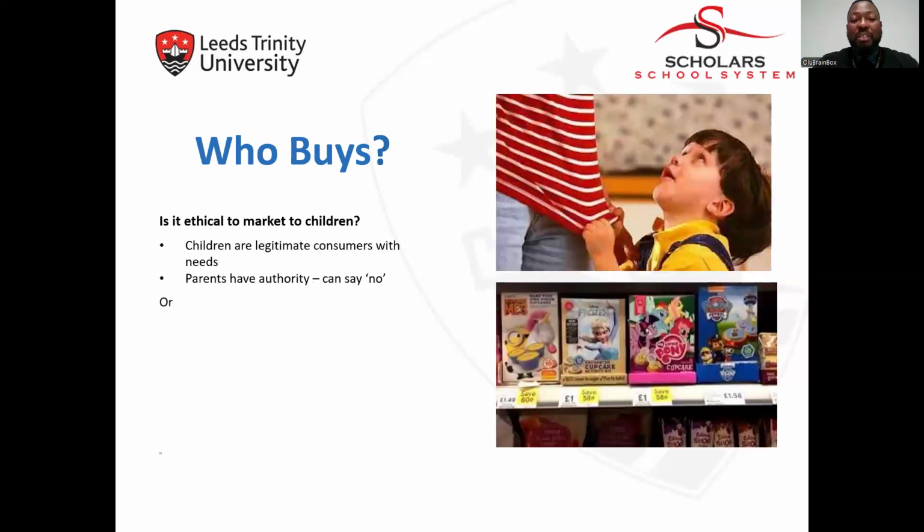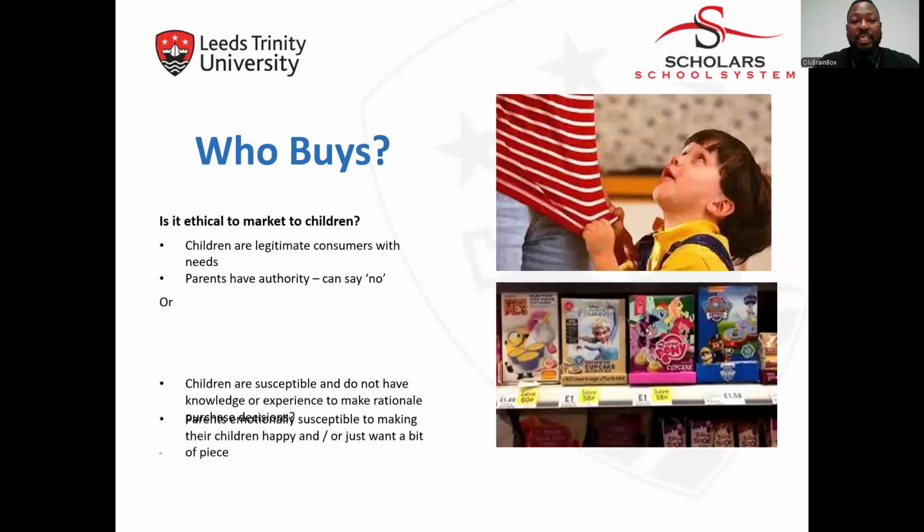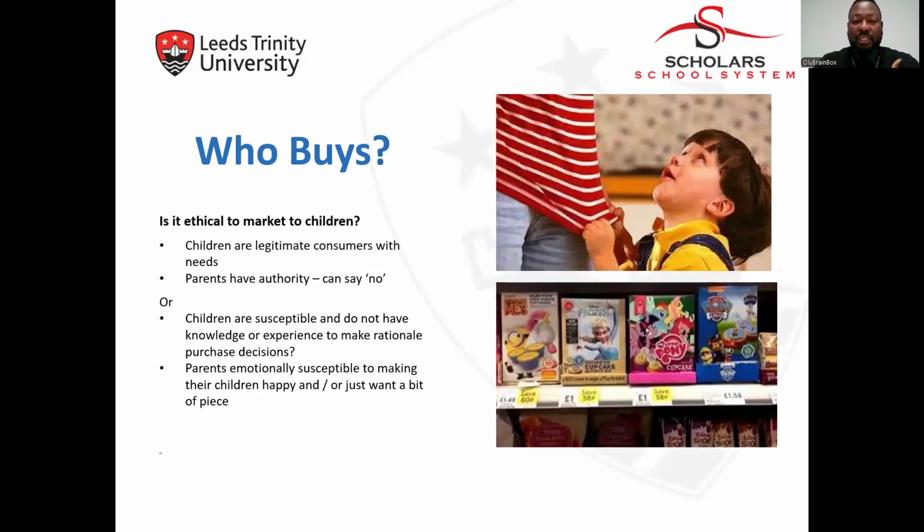So you can have an argument to say, is it ethical to market to children or not? There are two aspects of the argument. You can see that children are legitimate consumers with their own needs, and parents have the authority to say no. That's one aspect. Then there's another aspect that says children are susceptible and do not have the knowledge to make the right decisions. They do not have the experience to make rational purchase decisions. And parents are emotionally susceptible to making their child happy or just want peace for themselves.